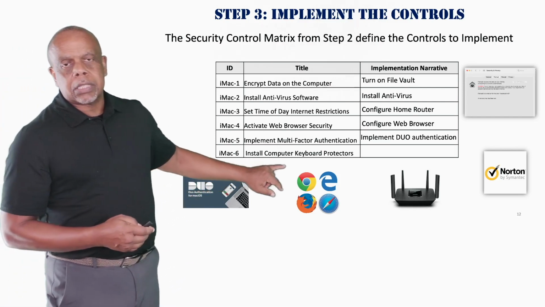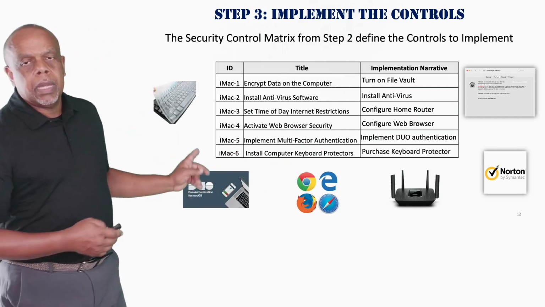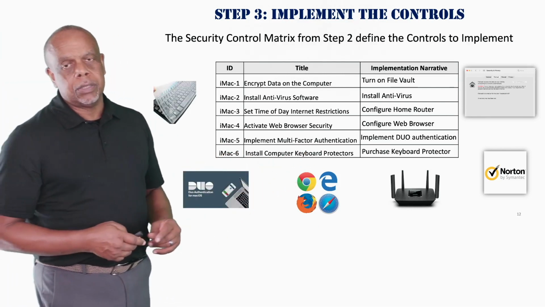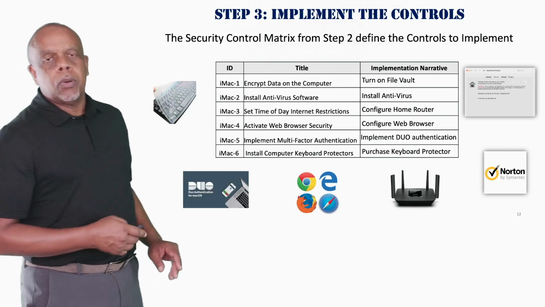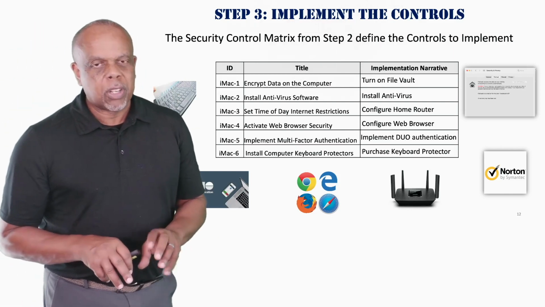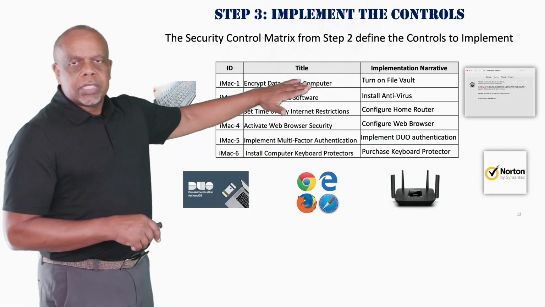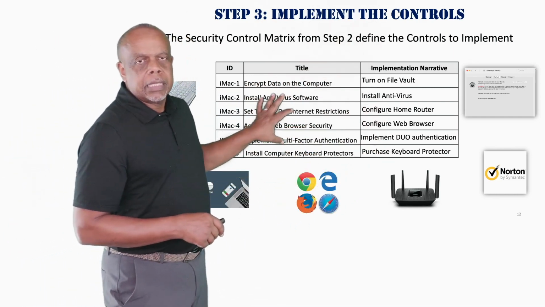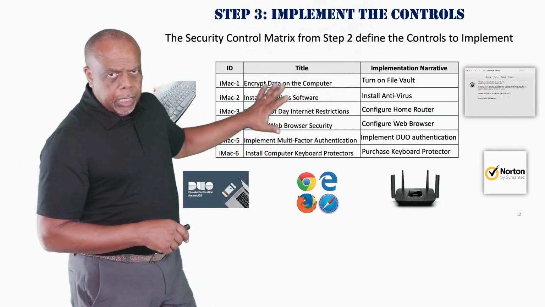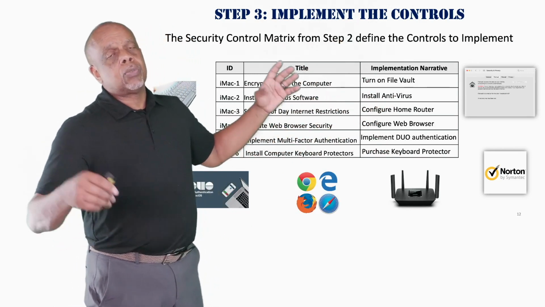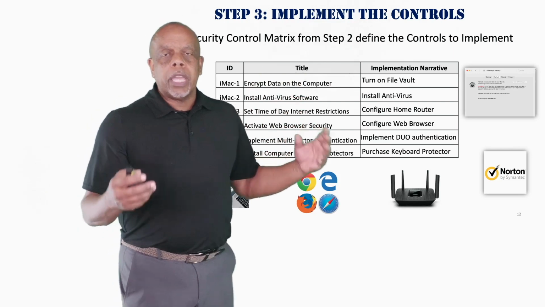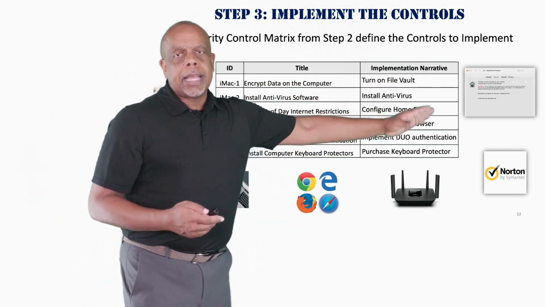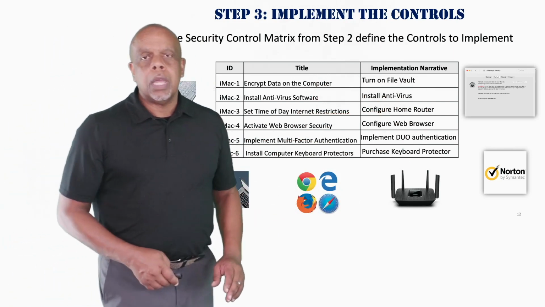And iMac 6, install computer keyboard covers. If you remember, that was one of those that the grandkids overlay said I need to do. Why? Because I want to protect the keyboards from those grubby little fingers and crumbs and everything. So this is how I can implement these controls. We selected them in step 1. In step 2, we did the categorization to say this is what we need to protect. Step 2, we selected the controls to do that. And now step 3, we can actually implement those controls.